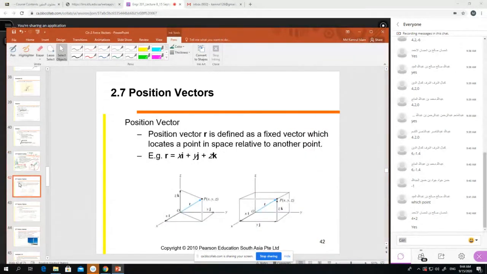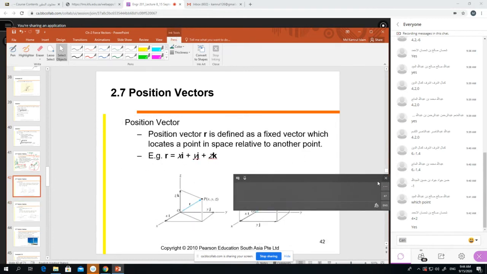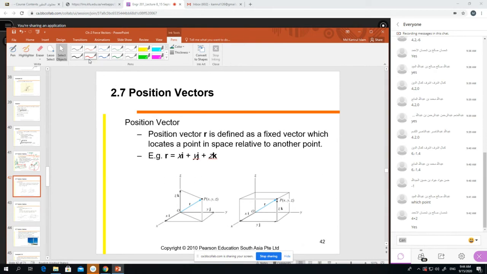Okay. Position vector R is defined as the fixed vector which locates a point in space relative to another point. Like some point P is here, its coordinate is x, y, z, and the origin. So what is the distance or location denoted by R? Or take any other point, point A here and point B here. What is the distance between the two points? You can find R, AB.